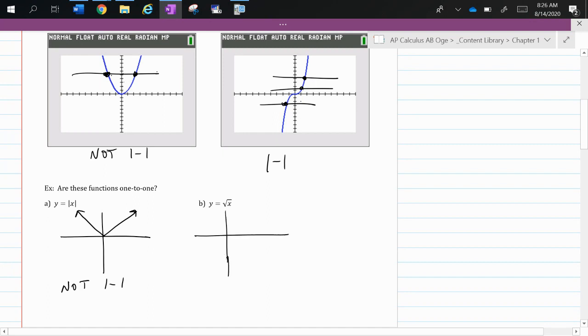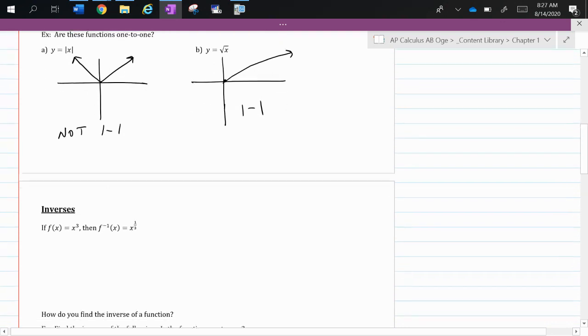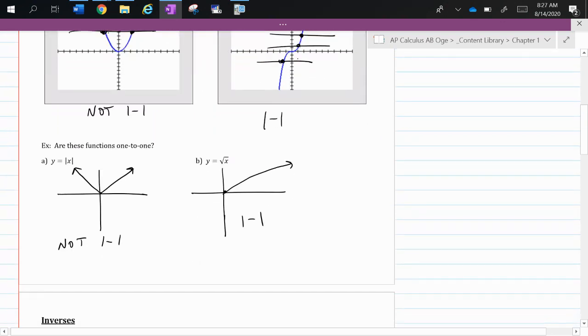And what about the next one? What about y is equal to the square root of x? We remember the square root of x starts at the origin and curves up and to the right, like this. It keeps going up. So if I draw a horizontal line anywhere, do I only go through one point? The answer is yes. So we'll say that this one is one-to-one. Okay, so that's what a one-to-one function is.